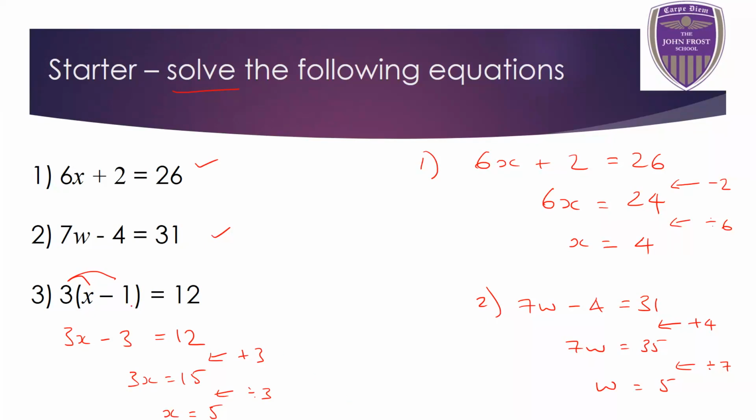If we substitute that back in to check that it works, if x is 5, 5 take away 1 is 4, 3 times 4 is 12, that's definitely right.